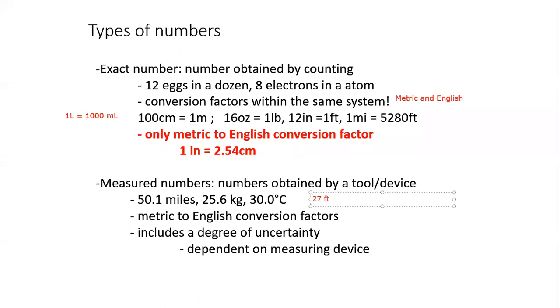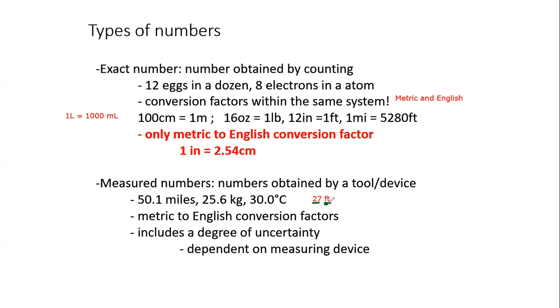So for example, if I just put 27 feet, now feet is something you measure. Even though it's just 27, even though it's 27, it doesn't mean it's exact. It just means that this measurement is only known to the ones place, because since we're using the unit foot or feet, this is a measured number.